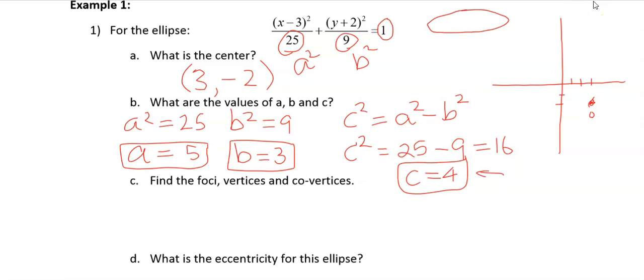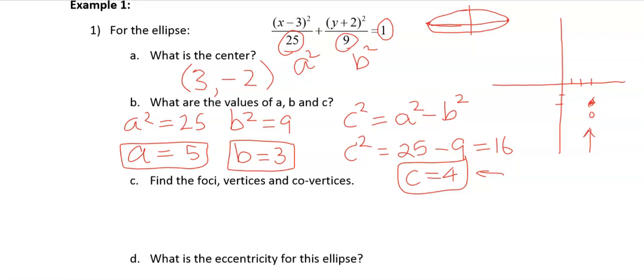Now, here's part C. Find the foci, the vertices, and the covertices. The whole key to getting this is a very rough sketch of my diagram. I know that it's stretched out horizontally because A squared, the bigger number, is under the x squared term. So here is my major axis, something like that. My covertices and my vertices are located as so. To get my foci and my vertices, I have to go left and right from that center.